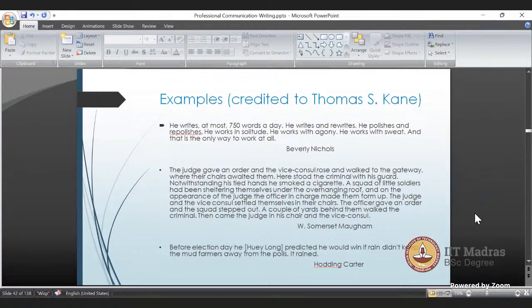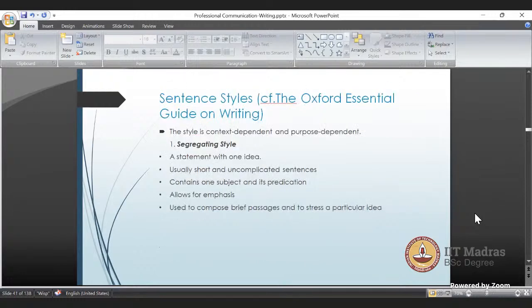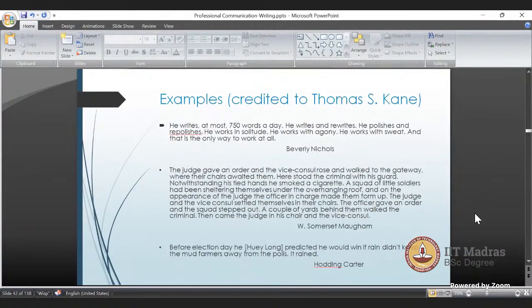But we are discussing more about the style. So it fulfills the style that we were talking about, which was: a statement with one idea, a short and uncomplicated sentence, one subject and its predicate, which allows for emphasis and is used to write brief passages to stress a particular idea. What is the particular idea that is being stressed in this passage that you see?